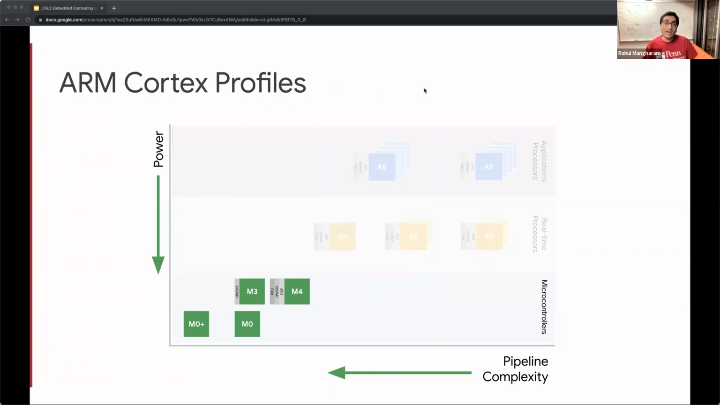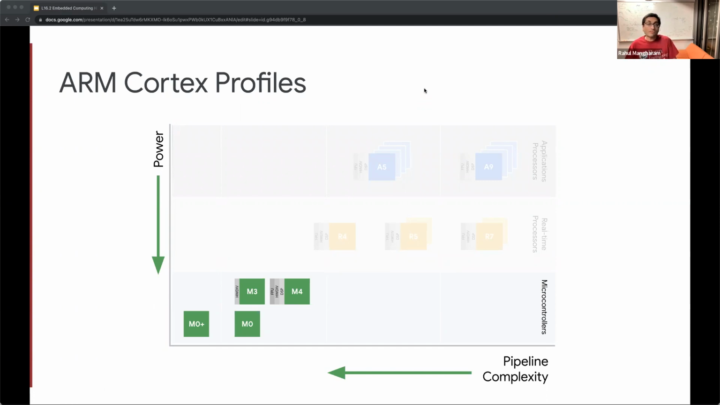Why do we care about having low power? Well, it's because it's TinyML, and we want tiny machine learning to be running on coin cell batteries at all times. And therefore, we're trying to focus on microcontrollers. And that's why in this particular course, we're going to be using these small M-class microcontroller processors.